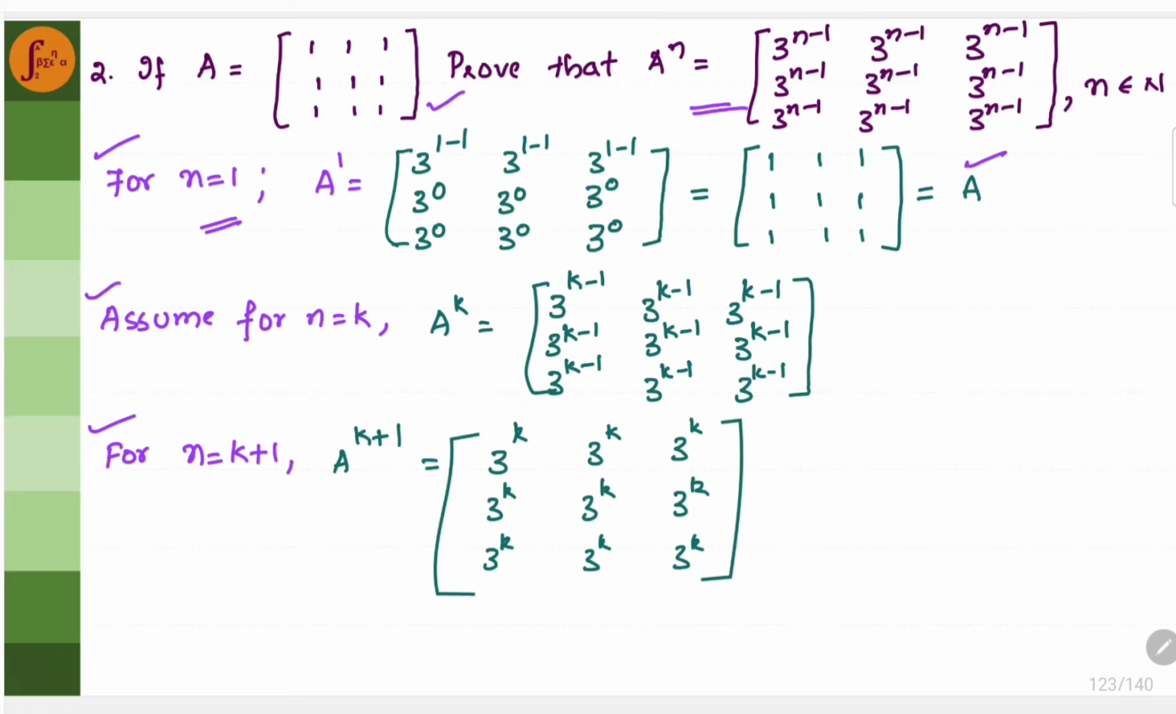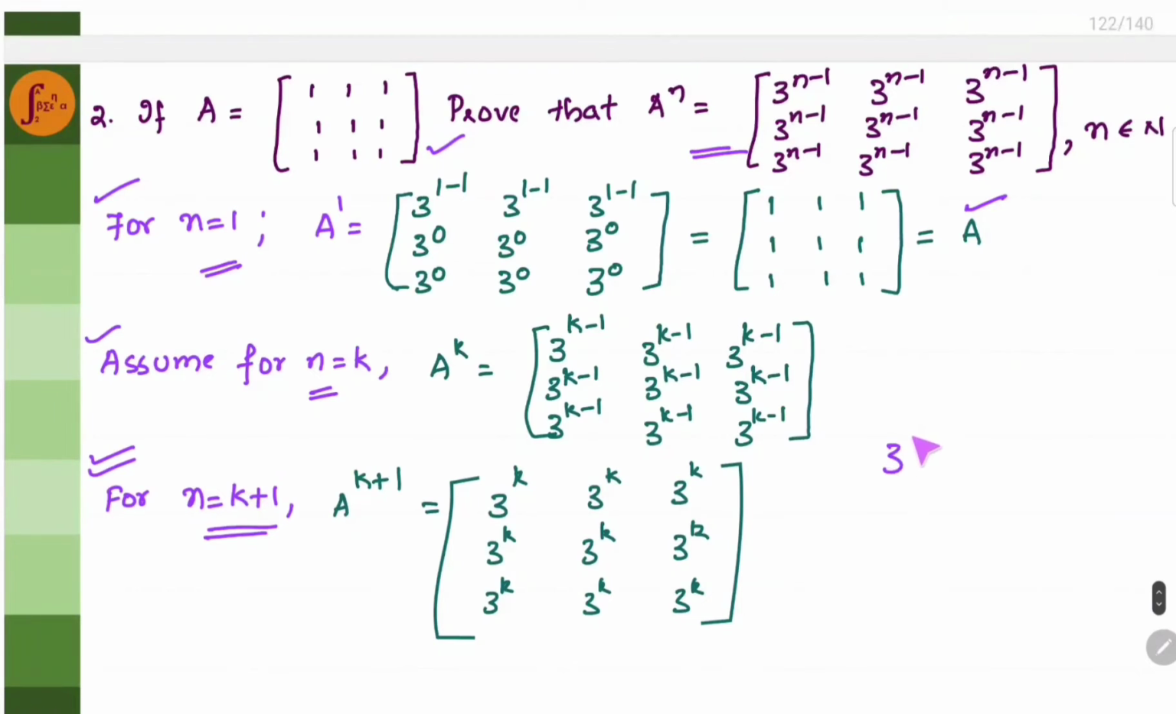Now we'll assume for n is equal to k. Since n is equal to 1 is this, n is equal to k, we will substitute k here. Wherever there is n, we'll substitute k. So you get A to the power k is equal to 3 to the power k minus 1. Right? Now, third step, when n is equal to k plus 1. So instead of n, I put k plus 1. A to the power k plus 1 is equal to k plus 1 minus 1. It's going to be 3 to the power k plus 1 minus 1. Right? Because it is 3 to the power n minus 1. I'm going to put n as k plus 1. 3 to the power k plus 1 minus 1.